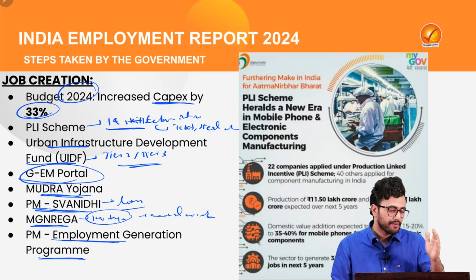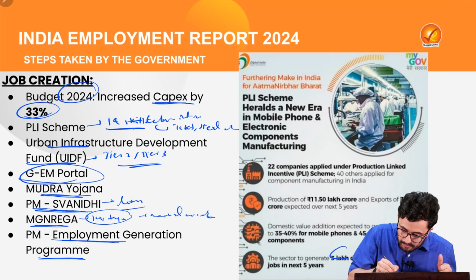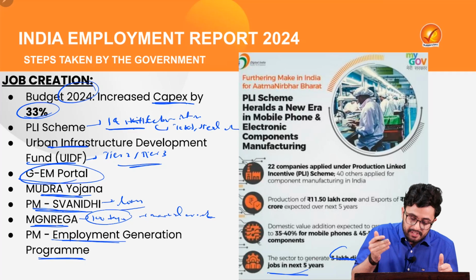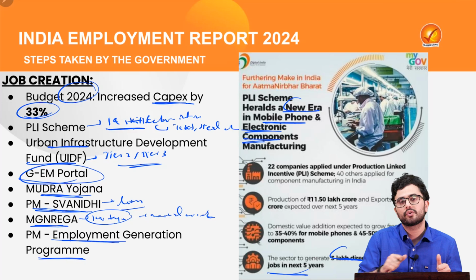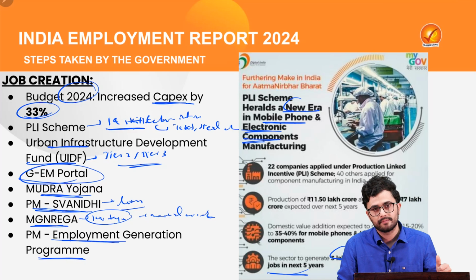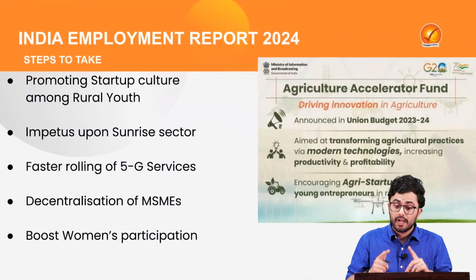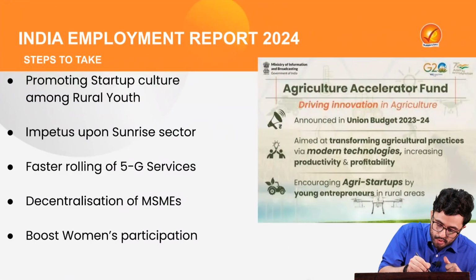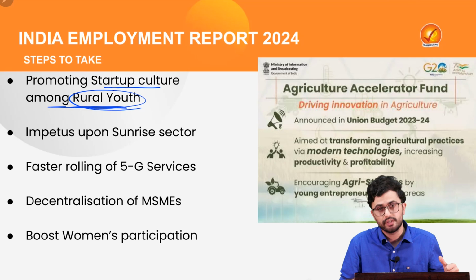As we can see from these efforts such as the PLI scheme, the government is targeting to generate around 3 lakh direct and 9 lakh indirect jobs, specifically in the sunrise sectors such as mobile phone and electronic components manufacturing. As per the report, there are several steps which the government can take. And those steps are, first and foremost, to promote the startup culture among the rural youth.